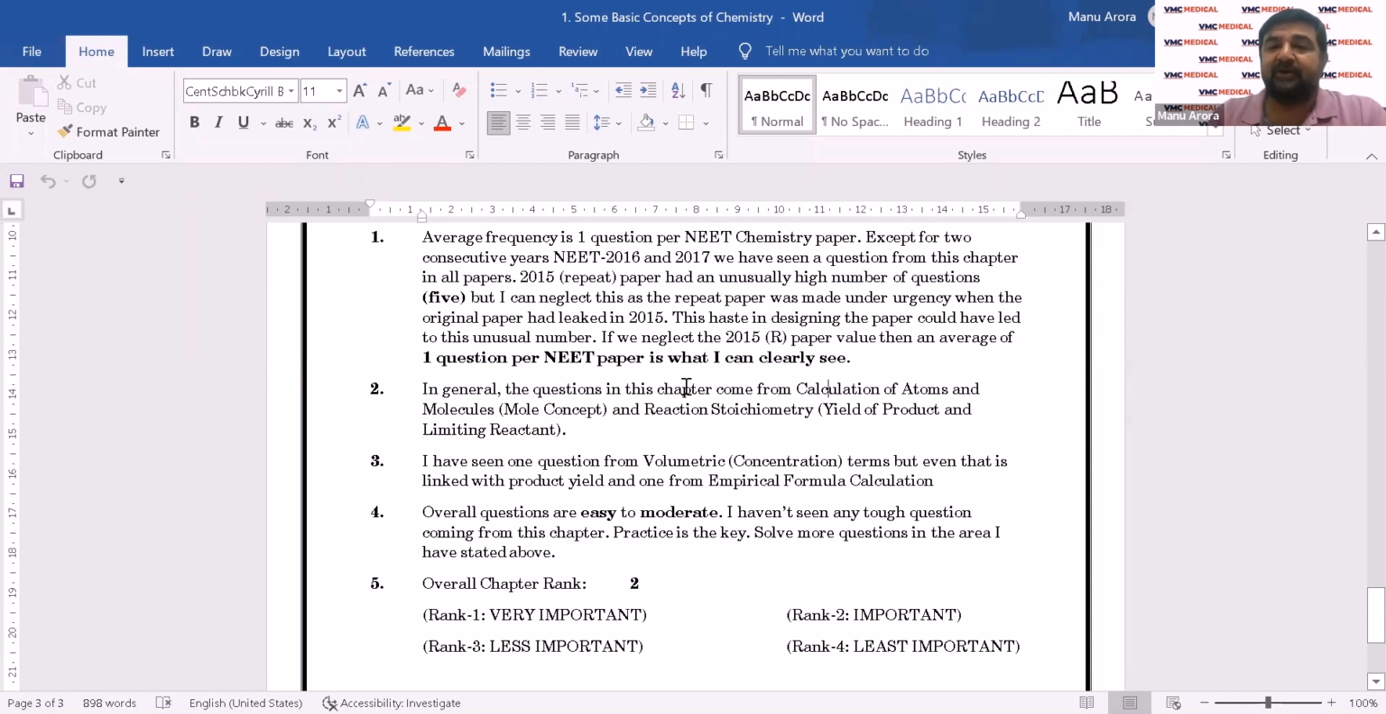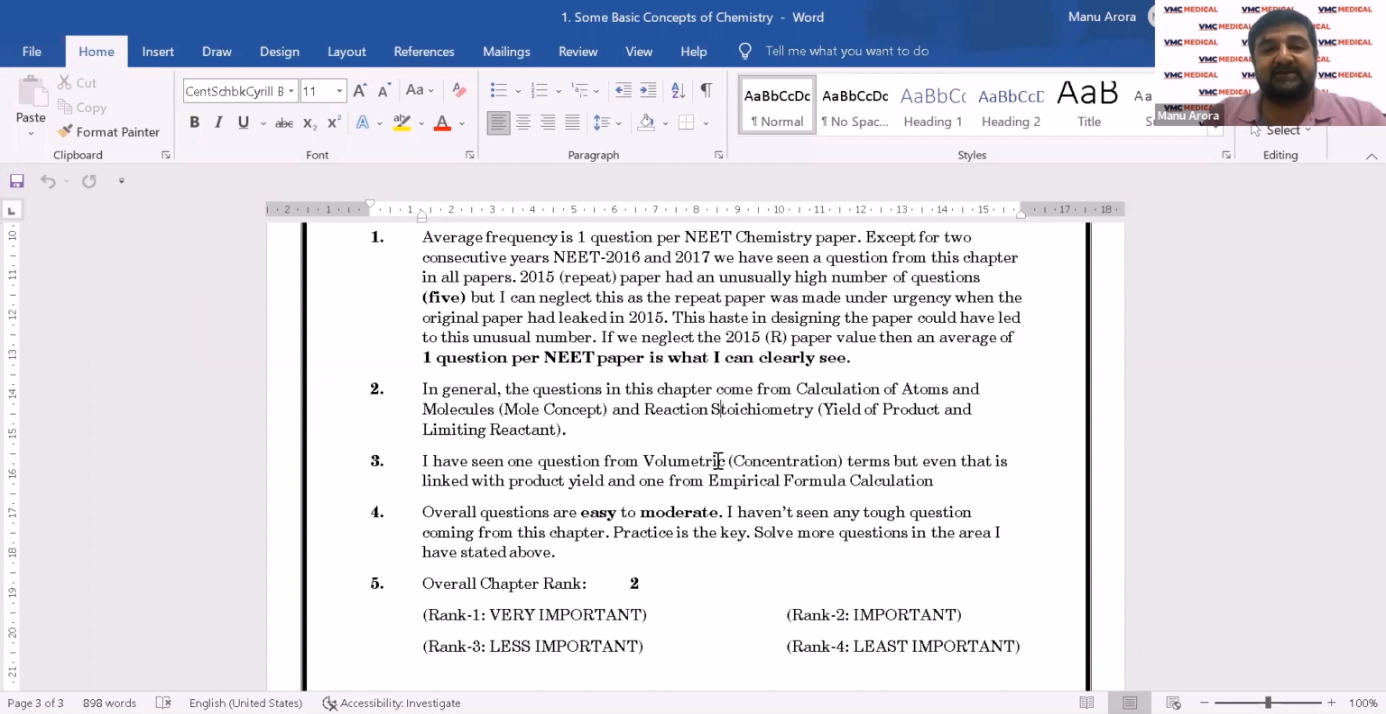Calculations of atoms and molecules, I will take rank 1 because I've seen most of the questions coming from that side, and reaction stoichiometry, which includes yield of product and limiting reactant, right? So work more on these areas of reaction stoichiometry and calculation of atoms and molecules. What pattern we have seen in the past 10 years, pretty much the same is something which you should be seeing in coming NEET exams as well, right? I have seen one question from volumetric concentration terms, but even that is tied with product yield and empirical formula.